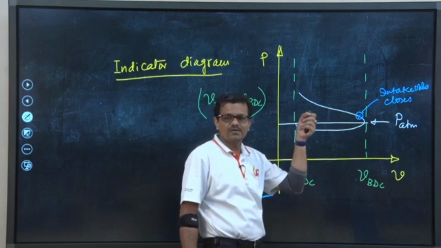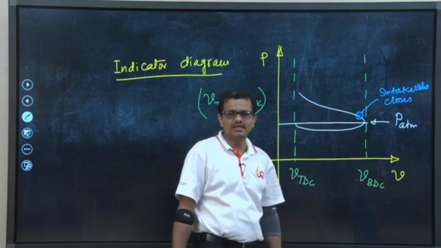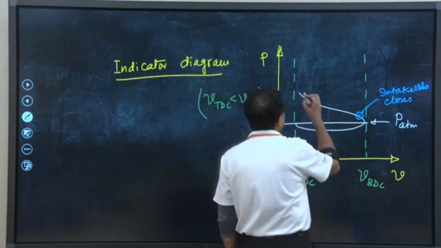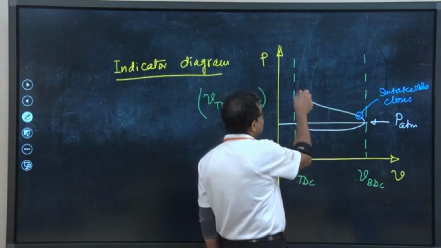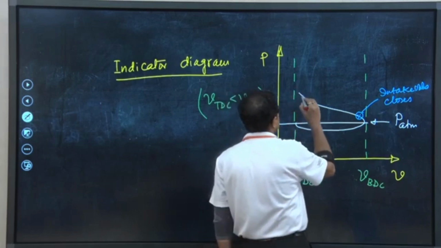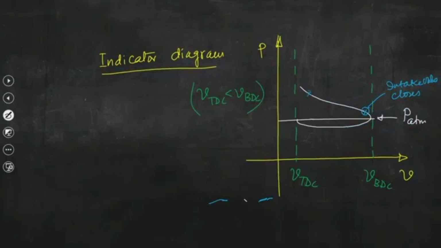When we need to switch on the spark plug? It is nowadays electronically controlled unit. So, spark plug switch will be on when piston is slightly away from TDC during the compression stroke. So, here this is the spark. So, this is point 1, this is point 2.